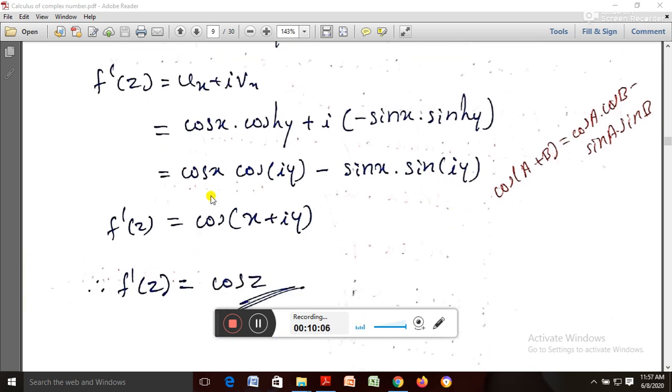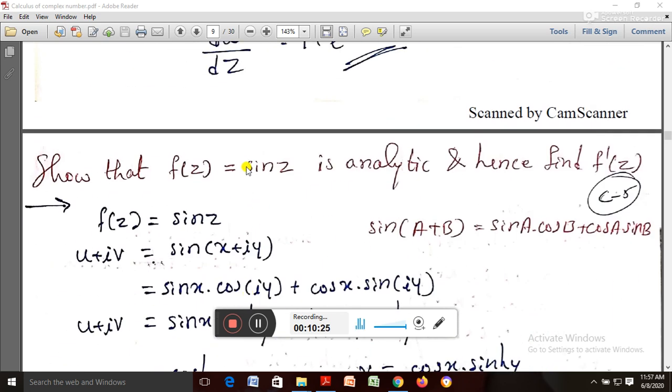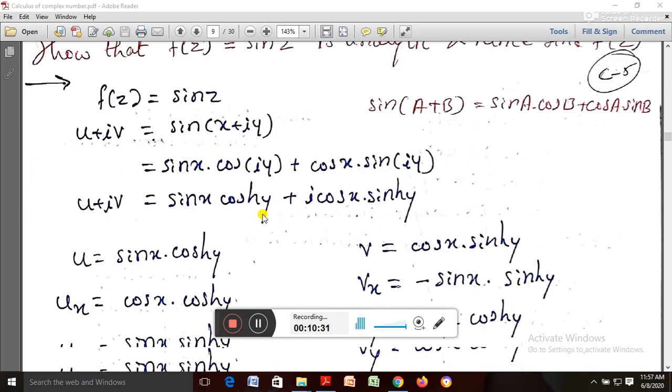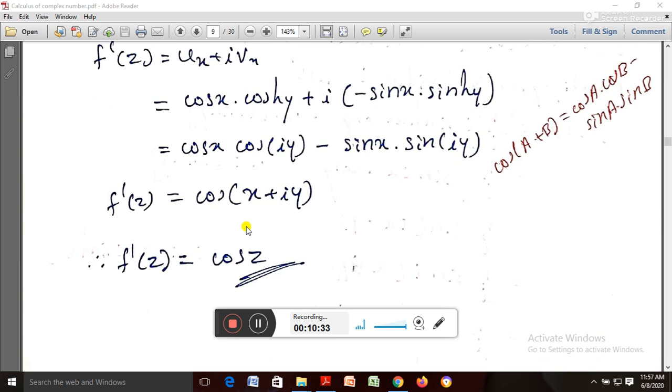So it is in the form of cos a into cos b minus sin a into sin b, which can be written as cos of a plus b. Therefore cos of x plus iy, and x plus iy means z. So f dash of z is equal to cos z. To check whether the answer is correct, let us differentiate the given function with respect to z. That is, f dash of z is the differentiation of sin z, which is cos z. So this is the answer.